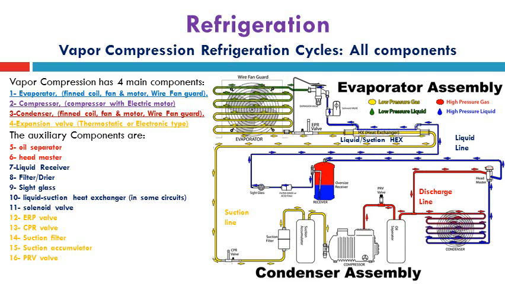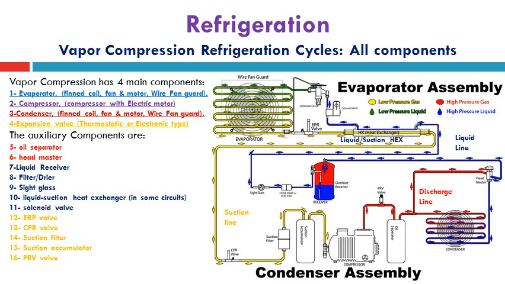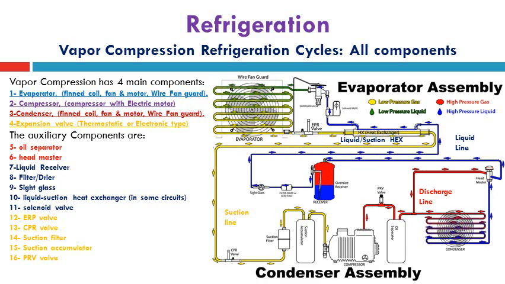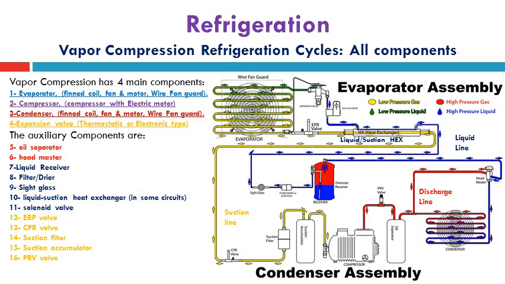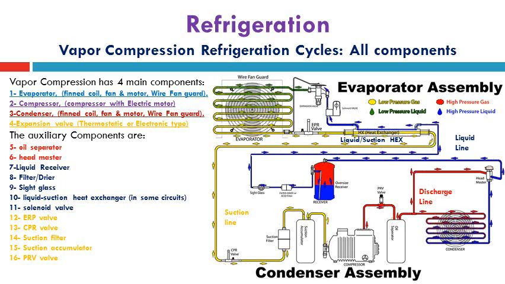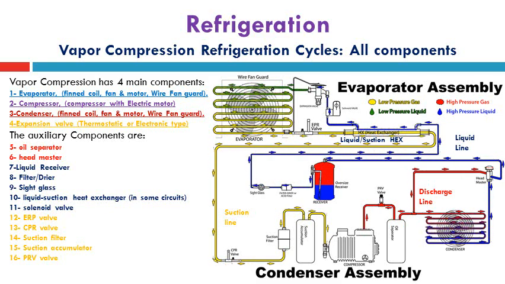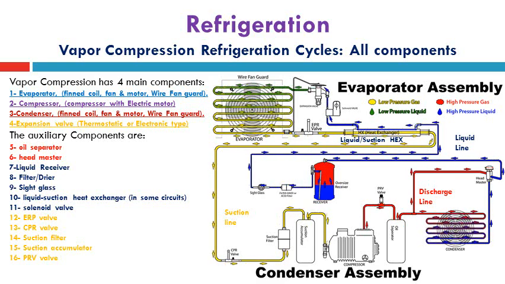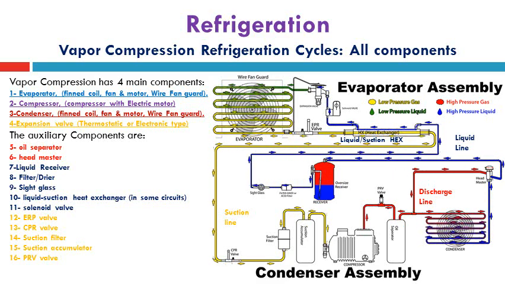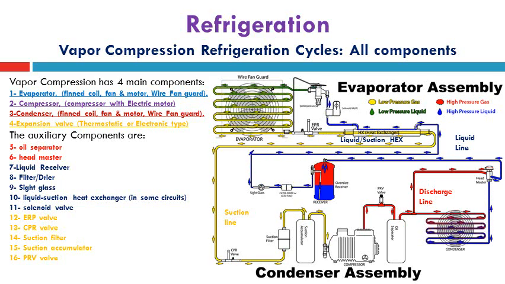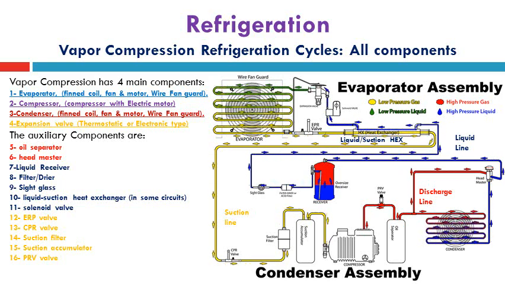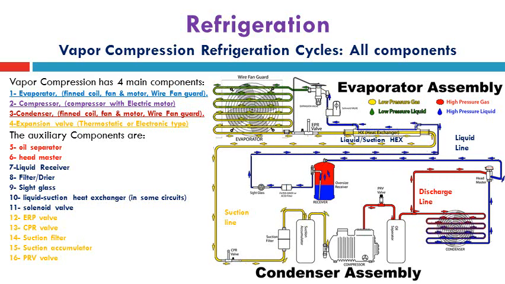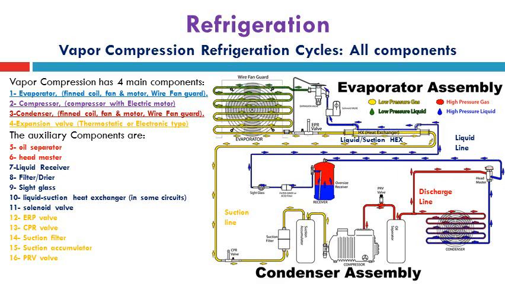Number 5, oil separator, which is installed on the discharge side of the compressor to separate oil from the refrigerant discharged from the compressor and return the oil back to the compressor crankcase. Number 6, headmaster, which is connected to balance the mass flow rate going through the condenser in different part load conditions, acting as a bypass device connected in parallel with the condenser pipes.